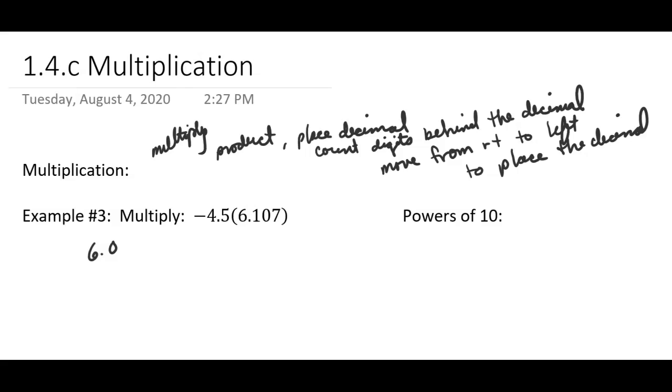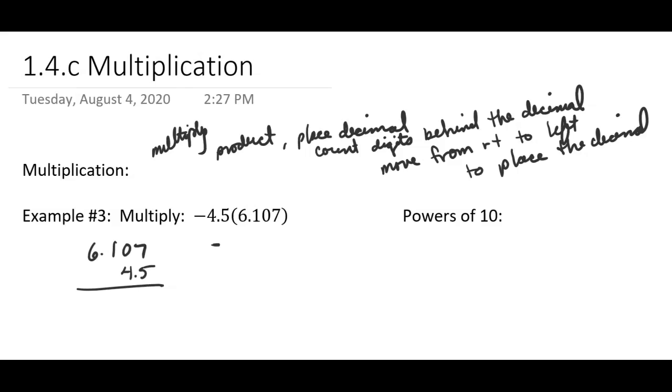6.107. Now I still put the decimal when I write it because that's where I'm going to count from. And then I'm going to be multiplying by 4.5. I know it's negative. I don't want to put a negative sign because then I'm afraid it might look like subtraction, but in my final answer, it's going to be negative.